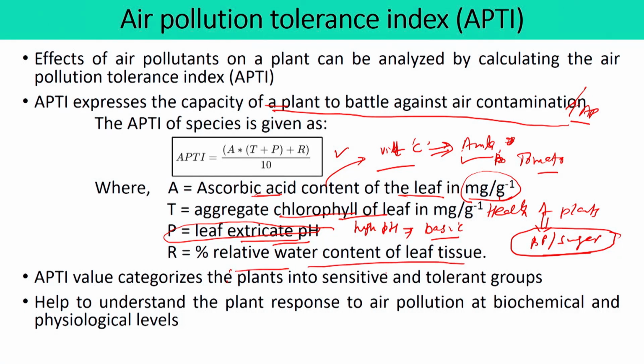the leaf tissue. So, this is another very important thing, because this will decide what kind of reactions and what kind of reactive oxygen species will be generated. So, APTI values categorize plants into sensitive and tolerant groups, we will discuss this later. They help us to understand the response to air pollution at a biochemical and physiological level. So, this is very important.